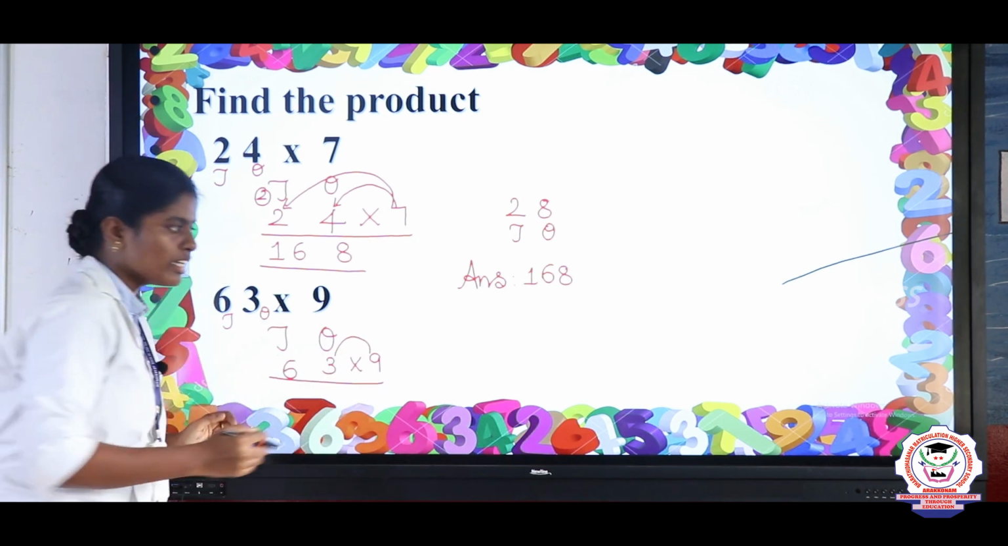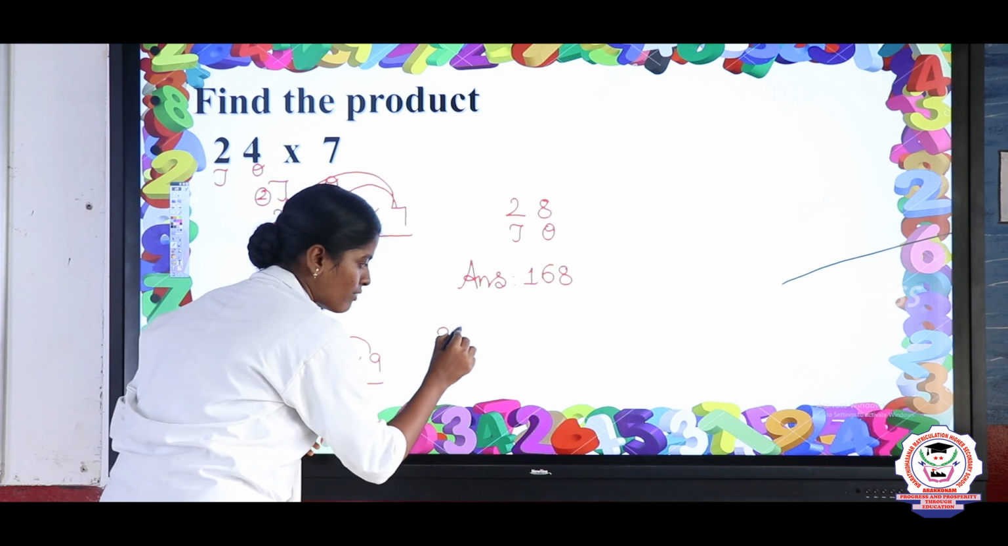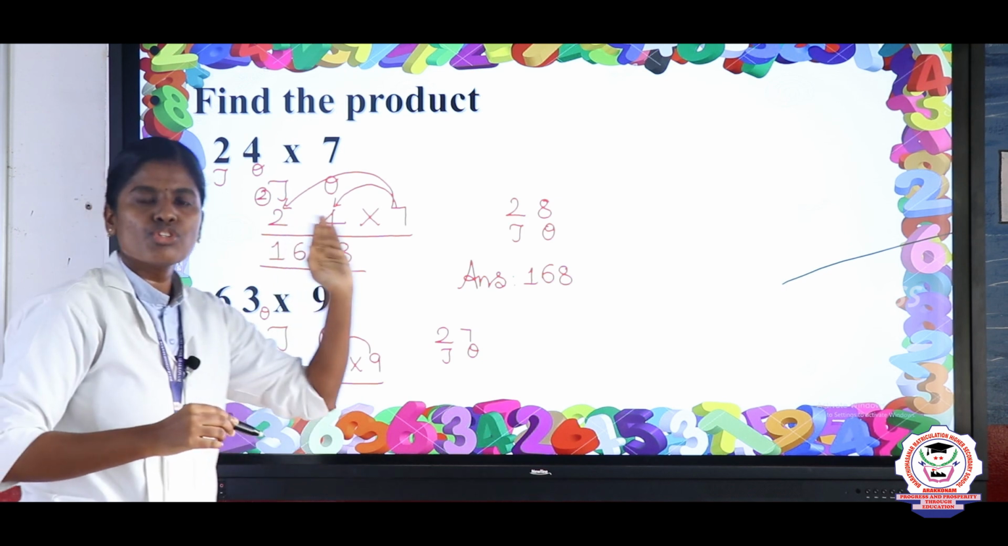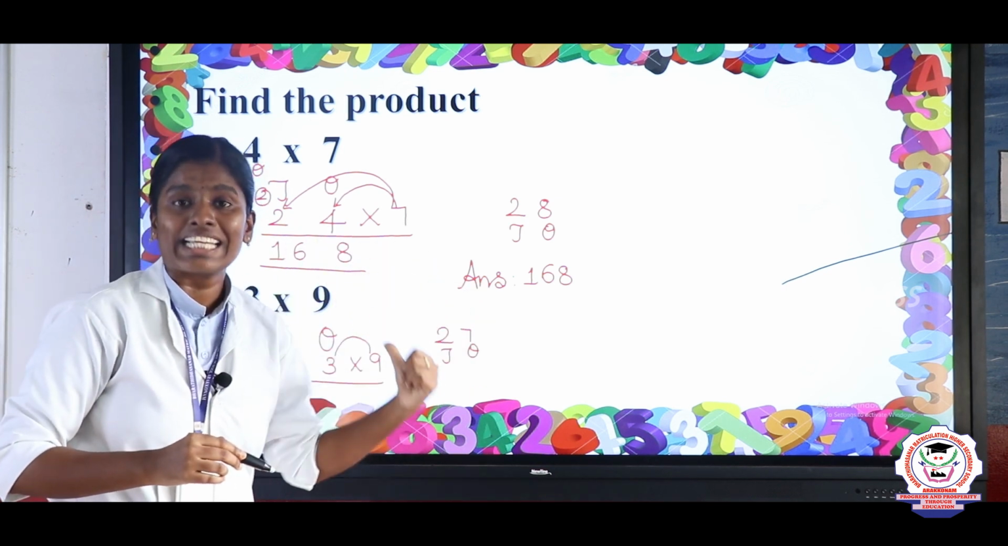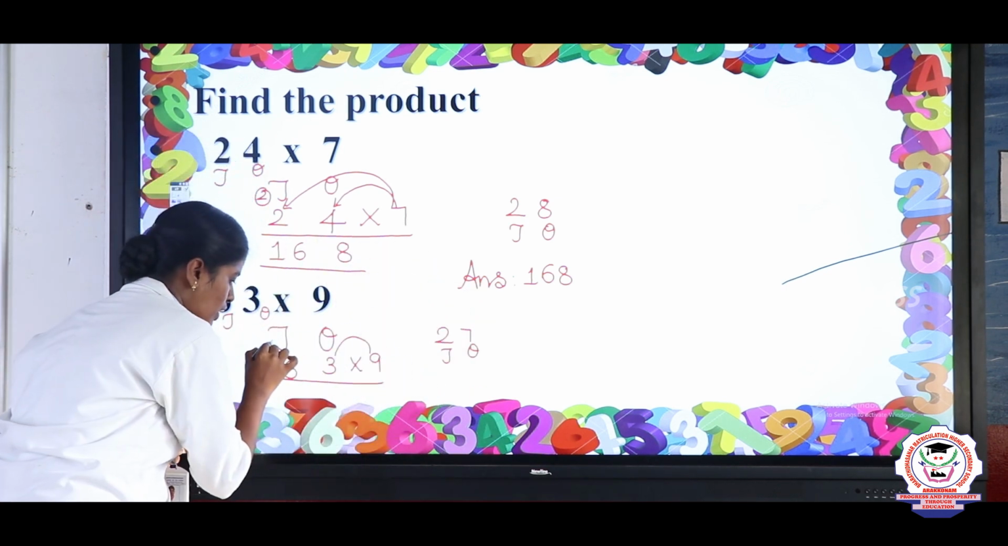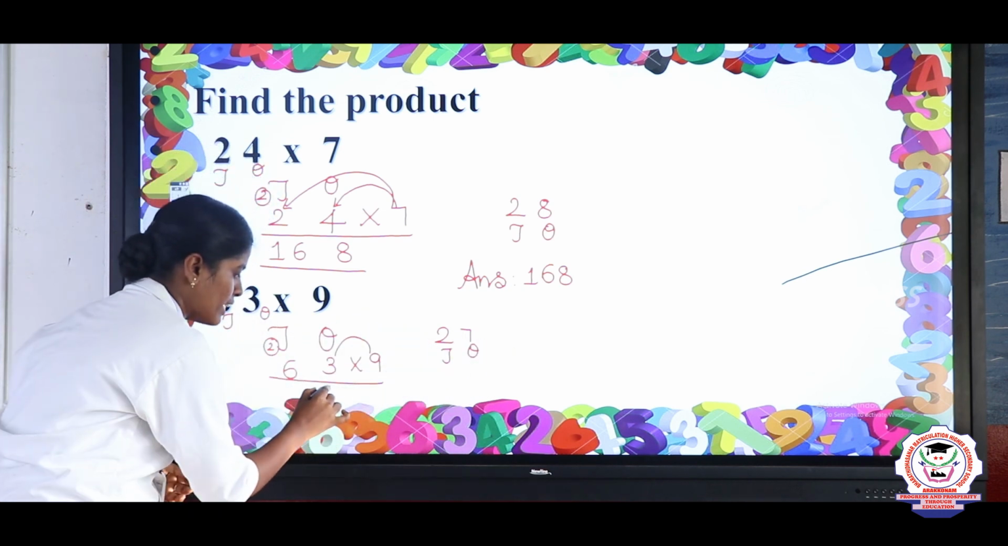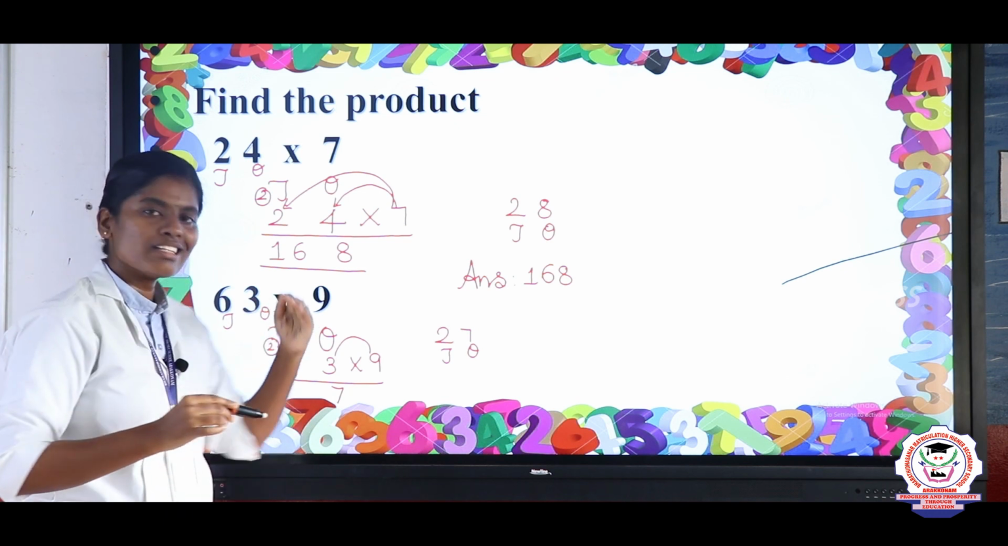So, what is the answer? The answer is 27. So, this is 1's place value and this is 10's place value. So, you should write the 10's place value in carry. Okay. What is the 10's place value? That is 2. And the 1's place value is 7. So, write down. Next, you will take 9 6's are.